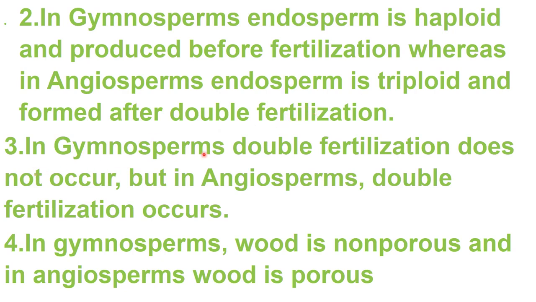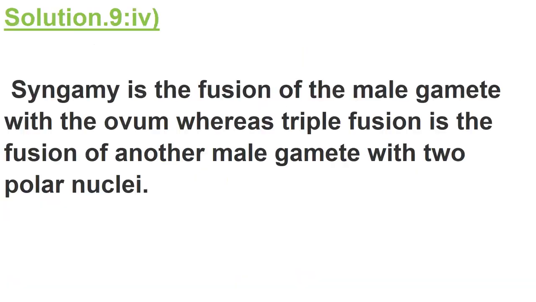Then in gymnosperms, double fertilization does not occur, but in angiosperms, you know, double fertilization occurs, right? In gymnosperms, wood is non-porous, means pores are not present in the wood, and in angiosperms, wood is porous, means pores are present in the wood.